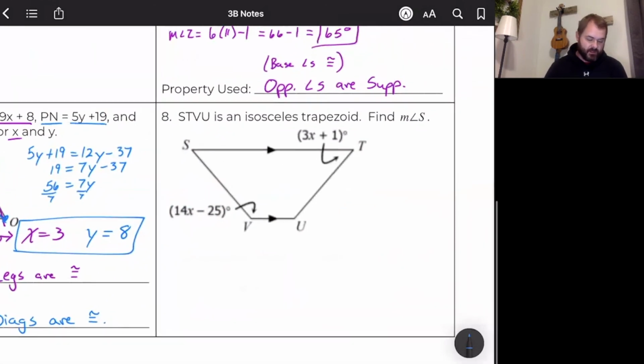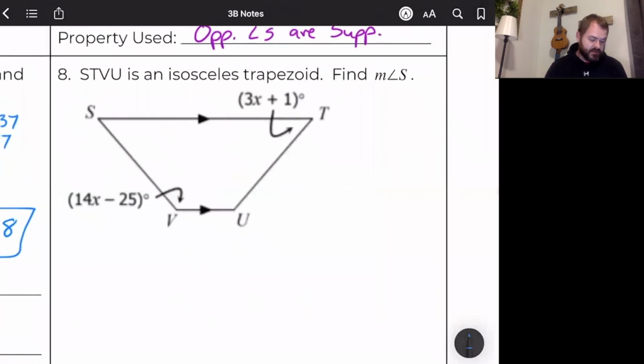All right, let's move right along here. Okay, we're told in this one that STVU is an isosceles trapezoid, making these congruent legs. I didn't put a blank for it, but I do want us to identify the property. Well, V and T are opposite angles. And again, in an isosceles trapezoid, opposite angles are supplementary. Okay. What I want you to do now is to set up your equation based on that property, solve for x, and then we'll look at how to find the measure of angle S.